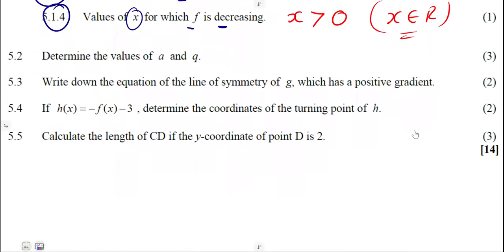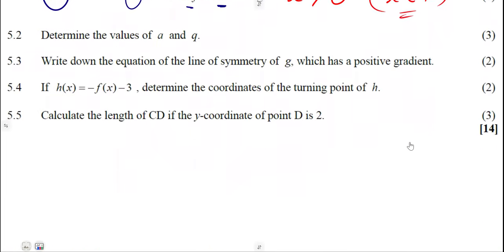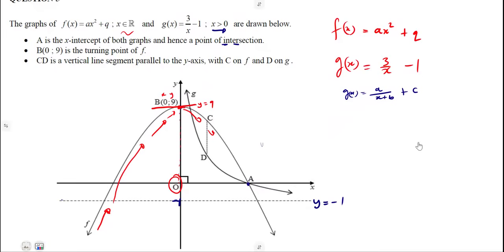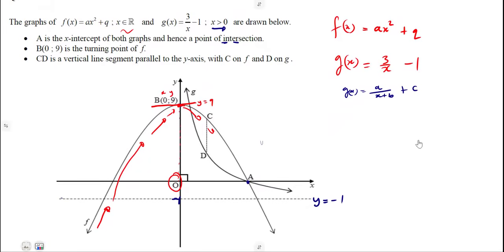Then determine the values of a and q. Where do we have a and q? They are found on f of x, so we can actually work on that one. That's 5.2. All right, let's just try to do it here. For 5.2, we need to find the value of a and q.